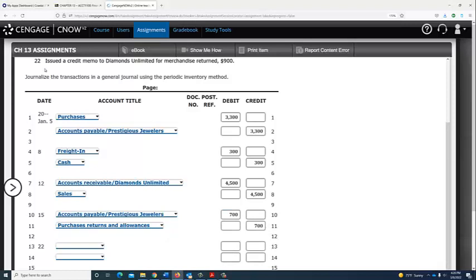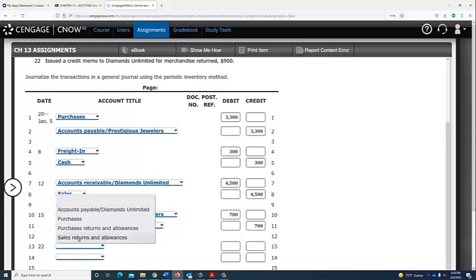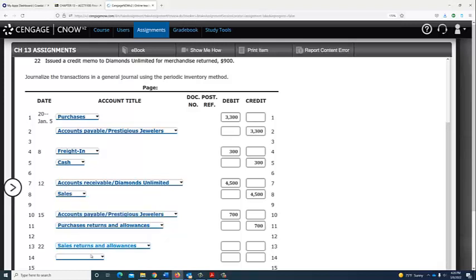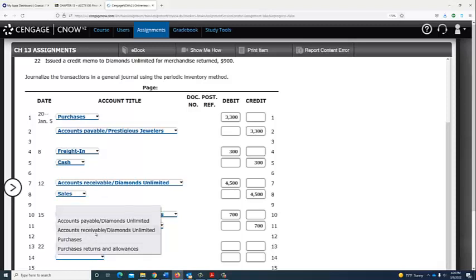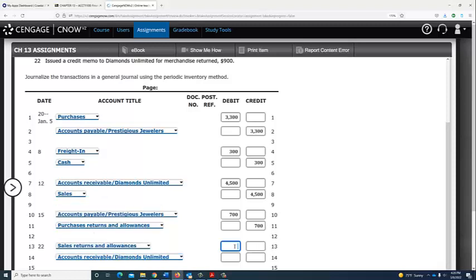And then on the 22nd, we issued a credit memo to Diamonds Unlimited. So remember, Diamonds Unlimited is our customer. So this is going to offset an accounts receivable. So this is a sales return and allowance. And that's related to this entry here on the 12th. So we're just going to flip this entry and debit sales returns and allowances and credit accounts receivable for the $900.